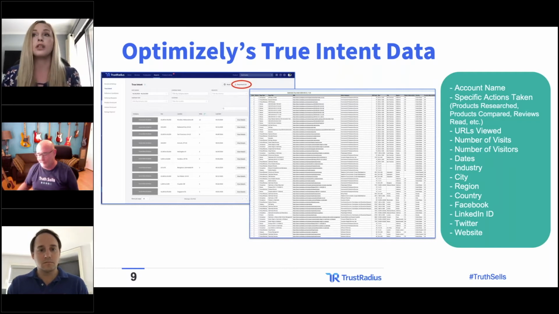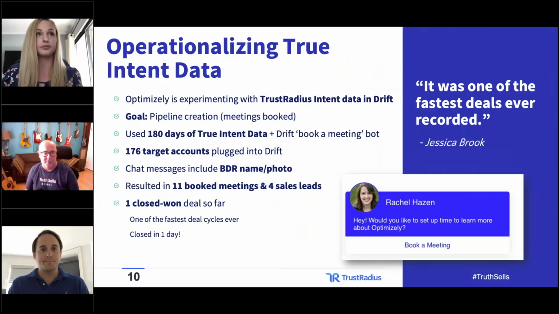So I wanted to focus on accounts that were farther along in their buyer's journey. And this is where TrustRadius comes into play. And I think on the next slide, there is an example of the bot that we had. Perfect. So this is where TrustRadius comes into play.